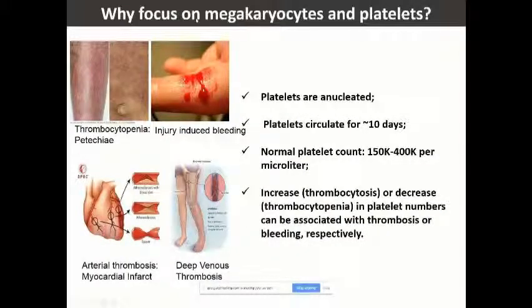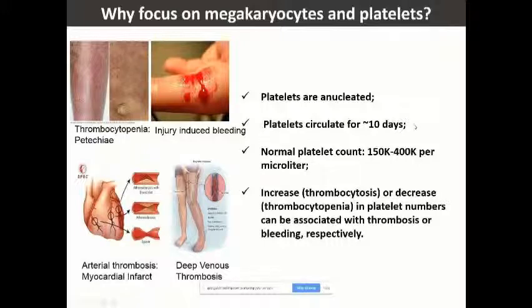So why focus on megakaryocytes and platelets? I depicted here a couple of images of why I think they play an important role in many diseases, in many parts of our body. One important message is that platelets are anucleated. Once this big cell is done, it spits platelets out into the circulation, and it gets rid of any DNA, and most RNA is discarded.